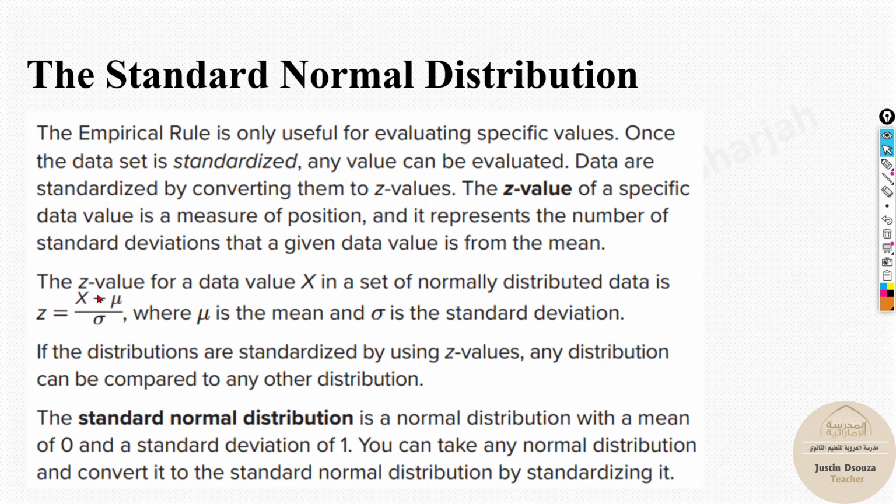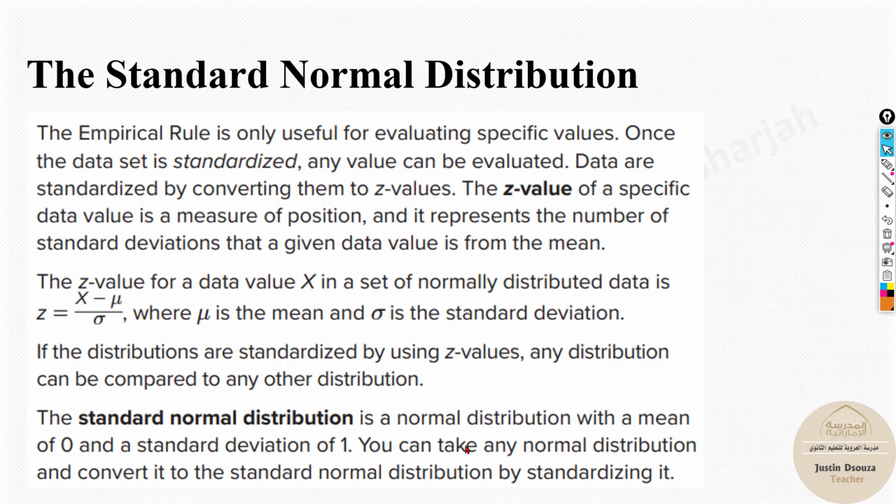You should know the x value minus nu, which is the mean, the standard deviation is sigma, and x is the normally distributed data. If we have these three things, we just use the z value for the specific data value to measure. It's a measure of position, representing the number of standard deviations that the given data is away from the mean. In the sense, if it is 2, that means it's 2 standard deviations away, and so on.